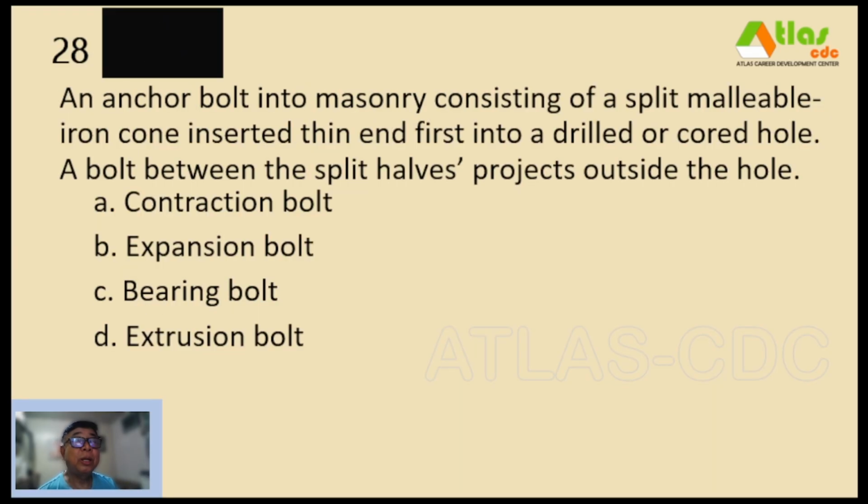And 28. An anchor bolt into masonry consisting of a split malleable iron cone inserted thin end first into a drilled or cored hole. A bolt between the split halves projects outside the hole. A. Contraction bolt, B. Expansion bolt, C. Bearing bolt, and D. Extrusion bolt.